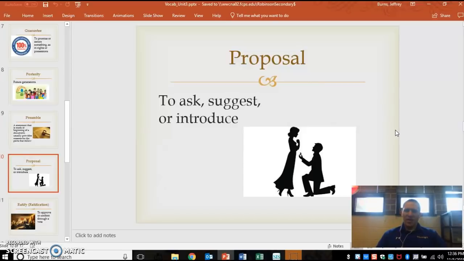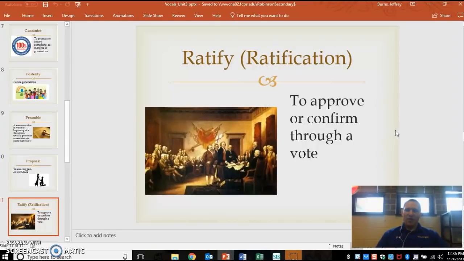And I'm not talking about that kind of proposal in the picture, but when we're talking about the amendment process or even the bill to law process, the first step is that bill has to be proposed. It has to be introduced in order to get the ball rolling on the vote and on the debate. Okay. Ratify or ratification is the last step in the amendment process, or the last step in the lawmaking process.